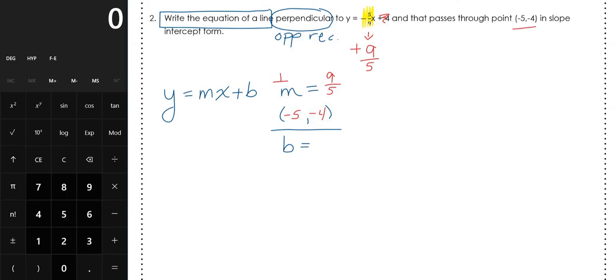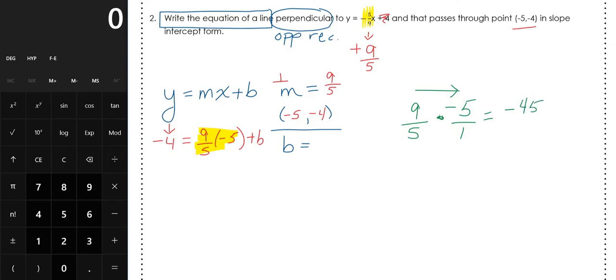Now, we need to solve for b. So the way we're going to do that is we're going to plug everything in. So our y value is negative 4 equals our slope, 9 over 5, times our x value, negative 5, plus b. Now we need to solve this little piece right here: 9/5 times negative 5. If you didn't know how to do that before, let's try it again. Put the negative 5 over 1 and multiply across. 9 times negative 5 equals negative 45. 5 times 1 is 5. Simplify this. Negative 45 divided by 5 is negative 9.